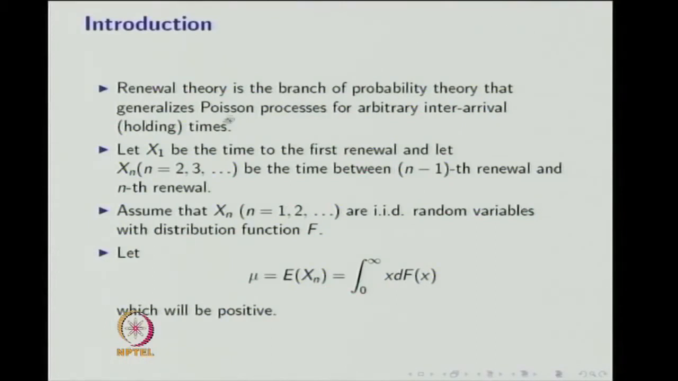Let X1 be the time to the first renewal, and let Xn, n running from 2, 3 and so on, be the time between the (n minus 1)th renewal and the nth renewal. Assume that the Xi's are independent, identically distributed random variables with the distribution function capital F.